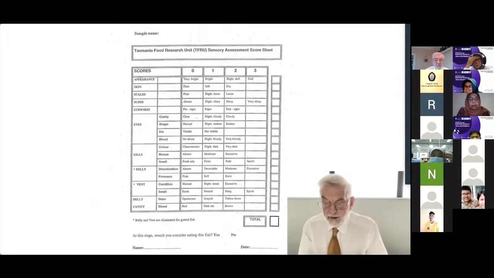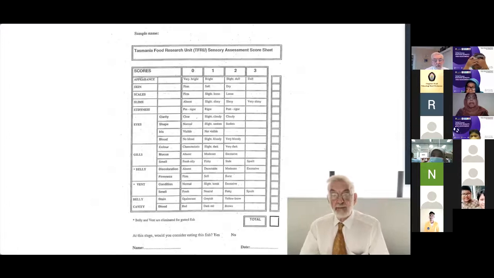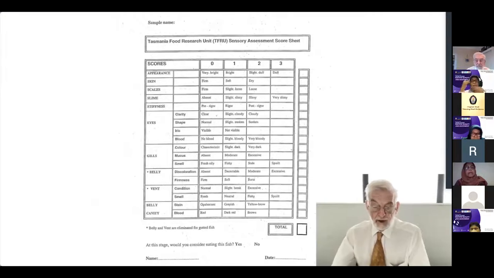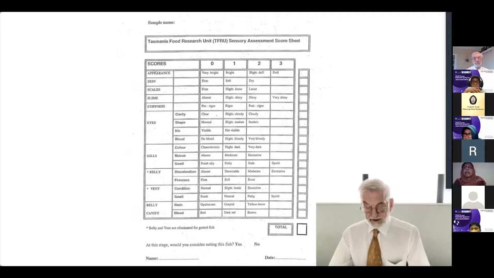On the next slide I have got that score sheet that will be used based on the slide you just saw. So you mark each one of these, for example gills, as I went through before. You put your score in the right hand column and you add them up and you get a total score. So as again, fresh is 0, 32 would be off.